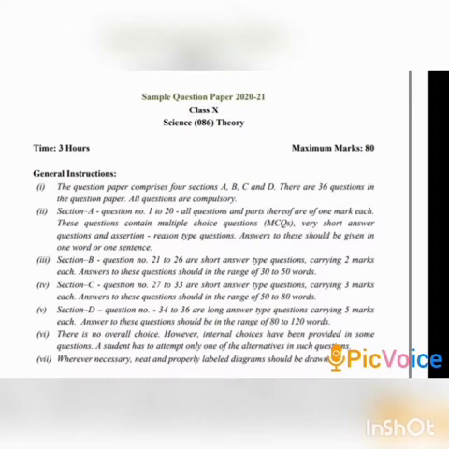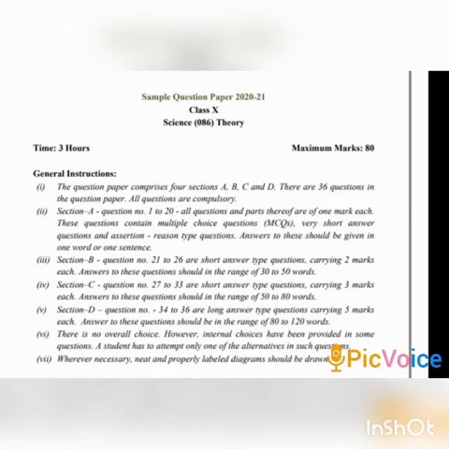Dear children, today we are going to discuss one sample paper. Let me introduce the pattern of question paper first. It has 4 sections: Section A, B, C and D. Section A contains 20 questions, that is question number 1 to 20. They are all 1 mark questions.